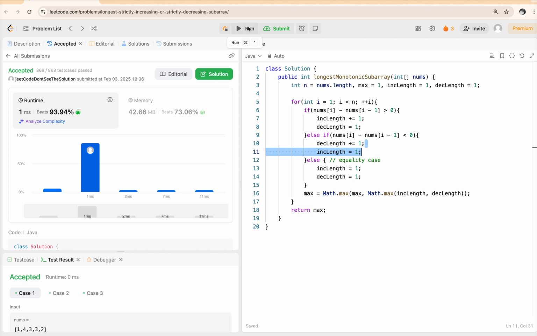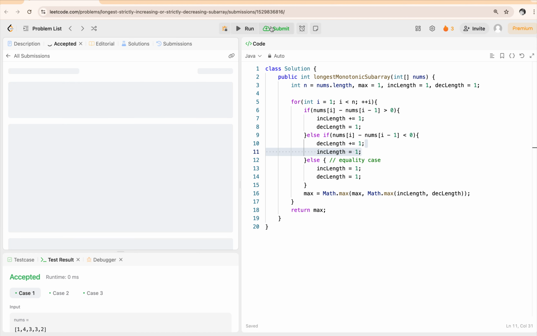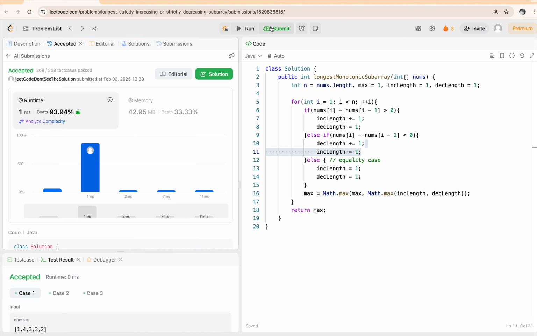So let me just run this. Perfect. And let me submit this. So I hope you like this solution. This is the way to solve this problem, and it is a very interesting way to solve it.